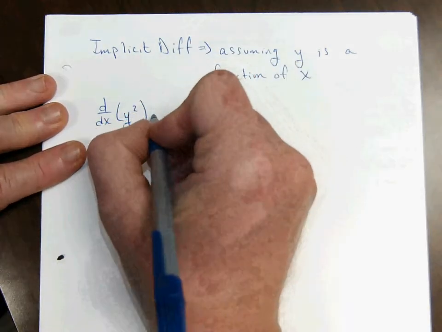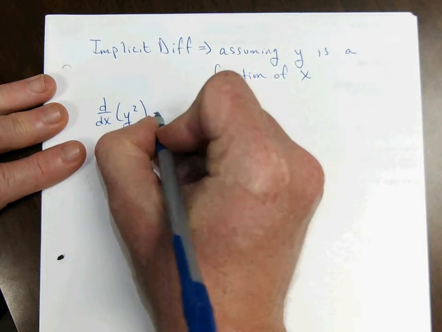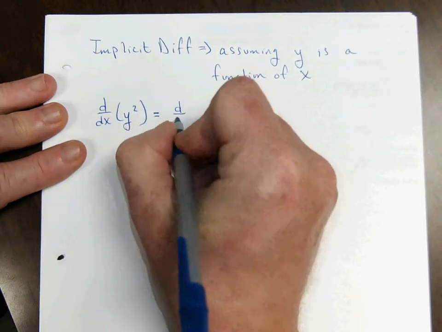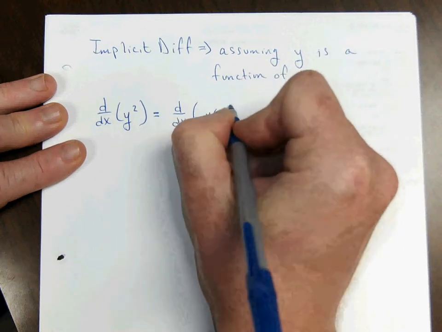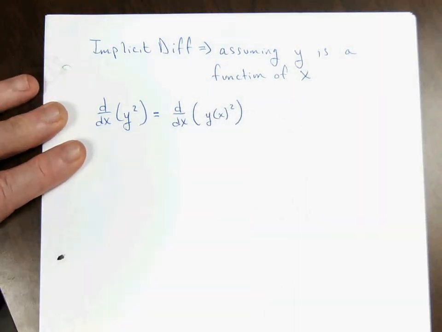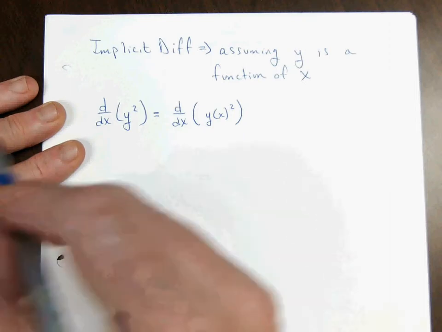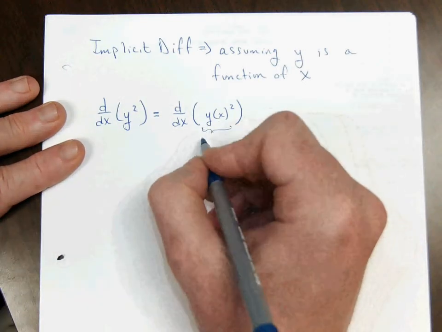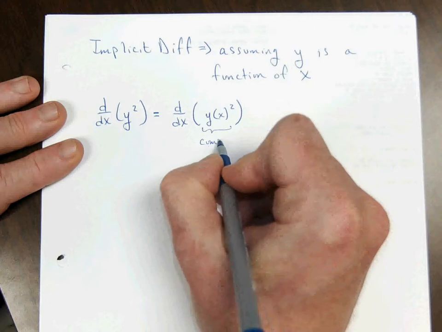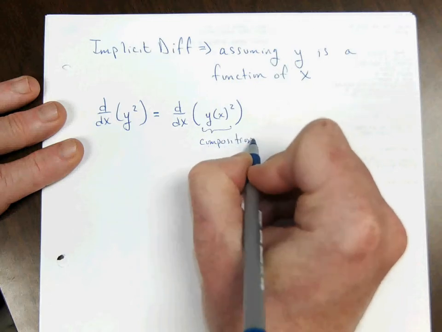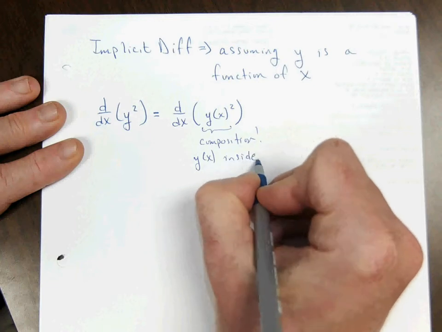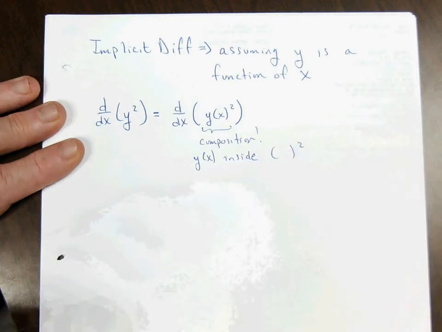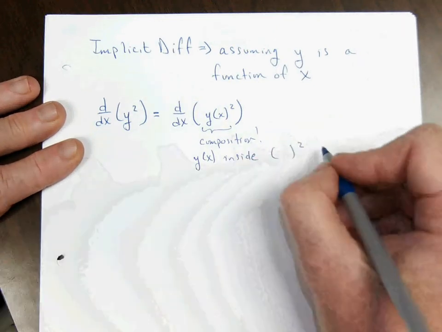And so, if you need to do this, it's a little bit more cluttered. And so we could rewrite that y as y of x, squared. Okay, so now the game changes. Here I have a composition, that I have that y of x is inside the squaring function. So I would follow the chain rule.